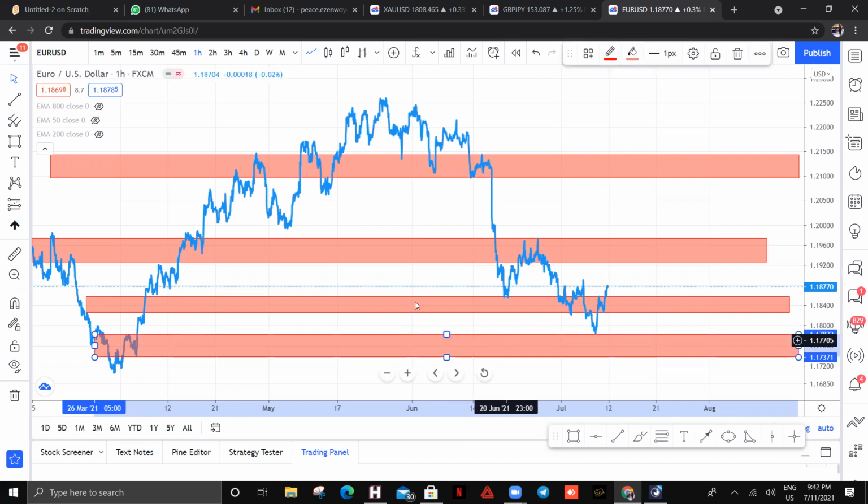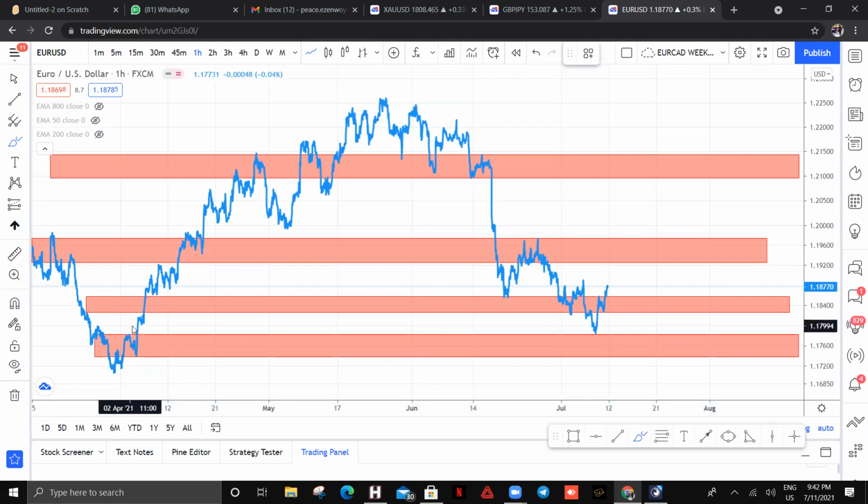Sometimes you can see how I drew. This is one I used, this pullback here. Let me draw it with a pencil. This is a pullback I used to identify that zone and see how price did what? Tested it here. See the test. You can see it here before it did a breakout. So let me change it to candlestick and we'll see what happened in the market.